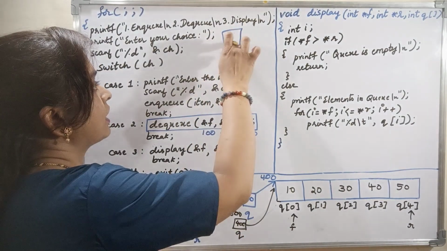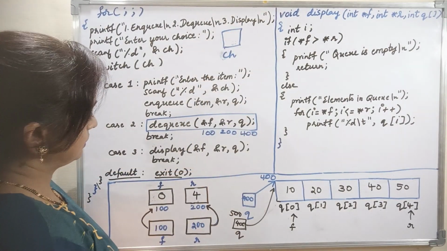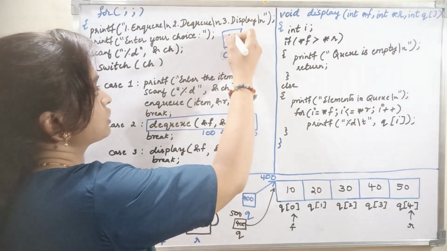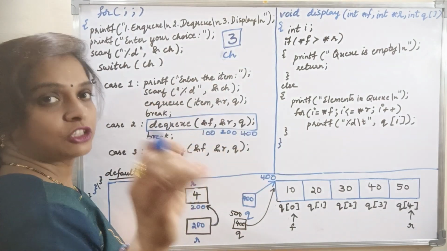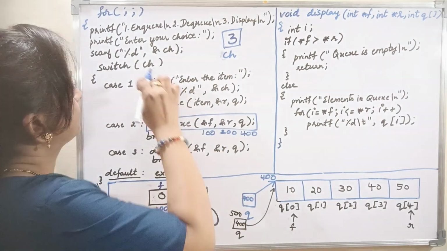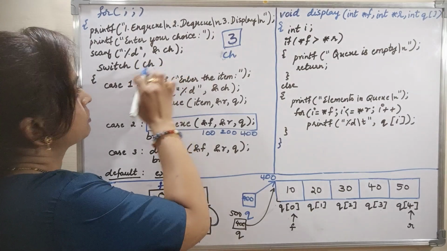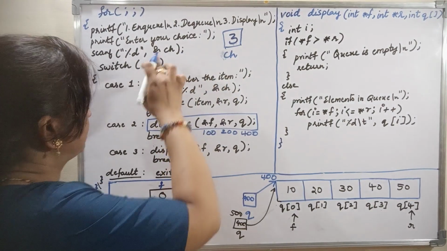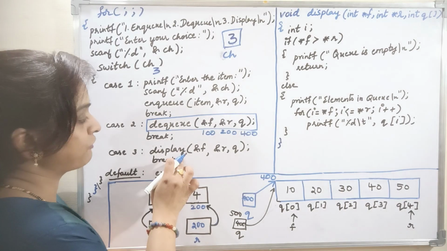Now I'll give the choice as display. Display means I must give 3. The choice should be 3. Then I say switch of ch, means switch of 3. So it will come to case 3. I am calling the display function.